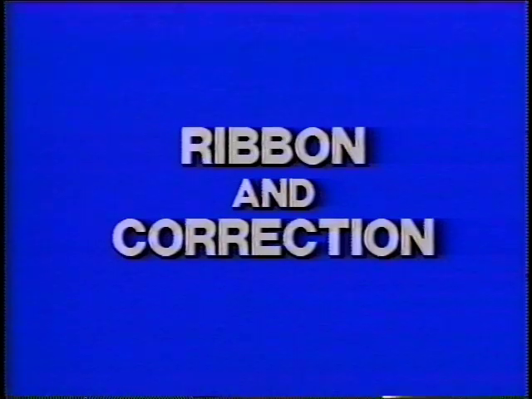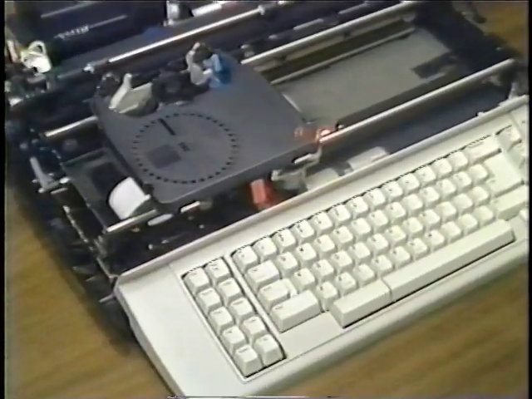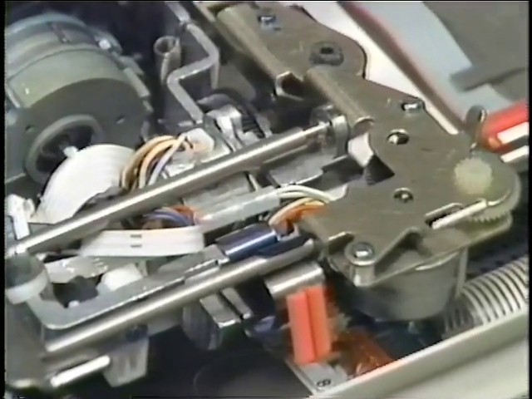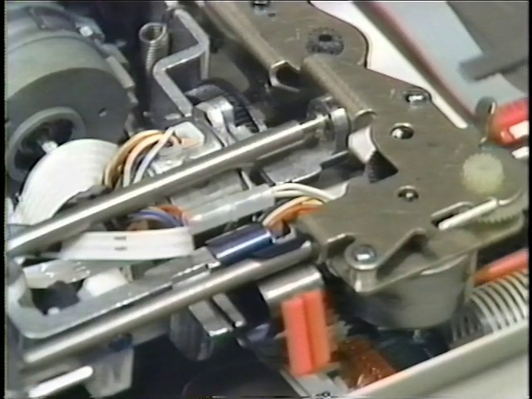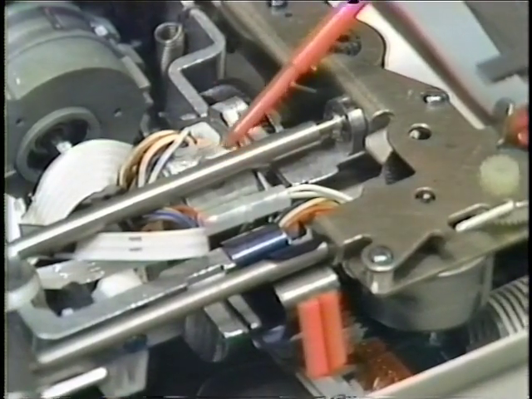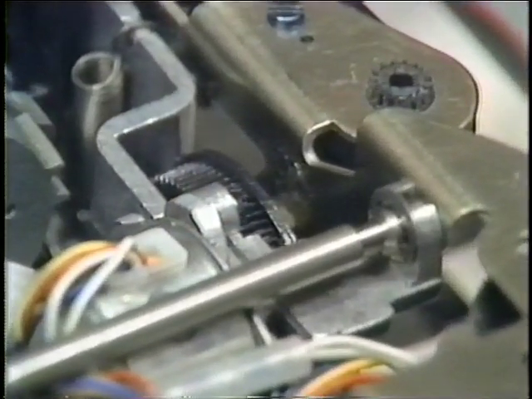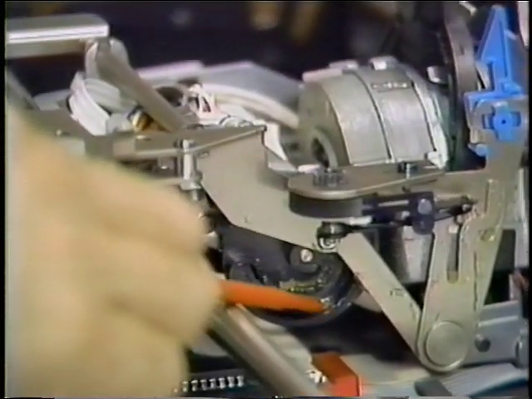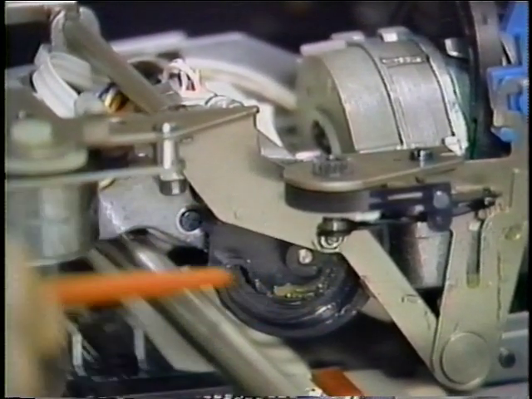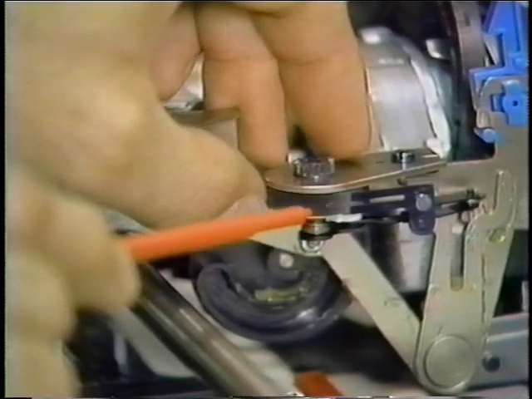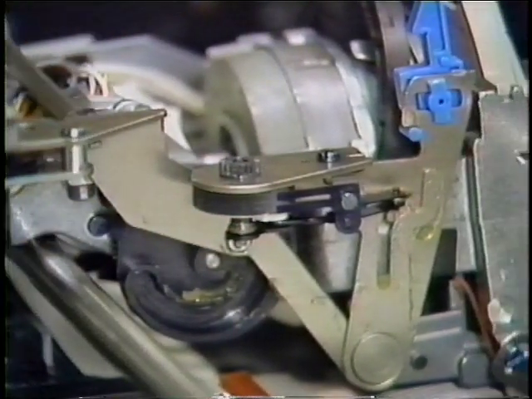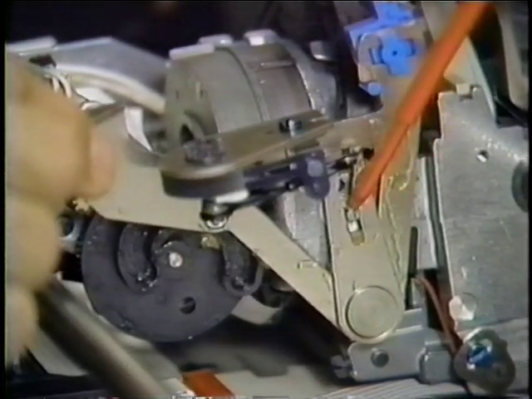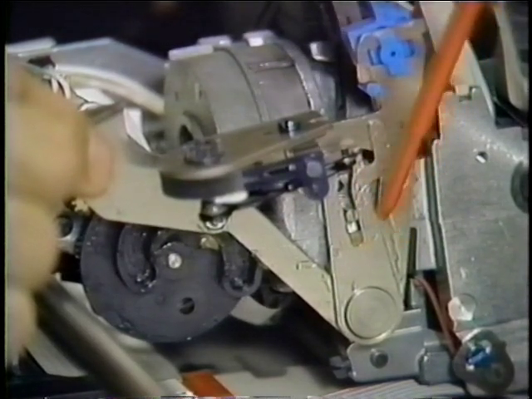Let's locate the parts involved in ribbon and correction. These are the ribbon feed motor, the ribbon lift motor, the ribbon lift cam, the correction tape feed ratchet, the correction tape drive link, the correction cam follower, and the correction feed arm.